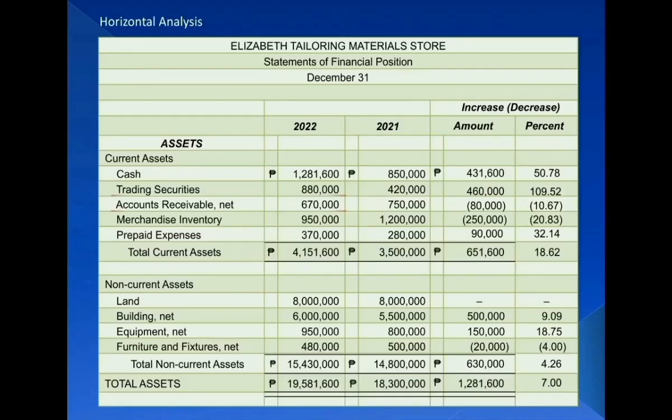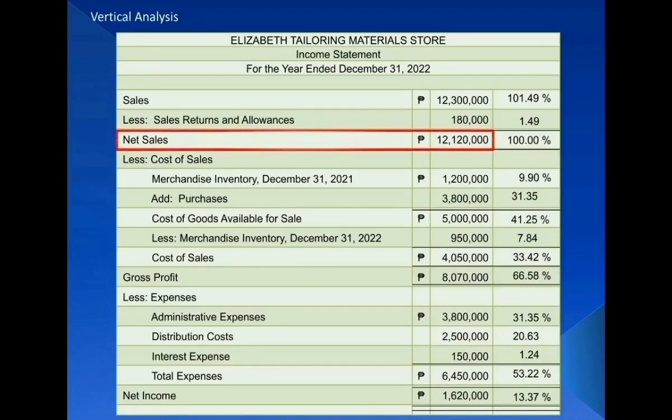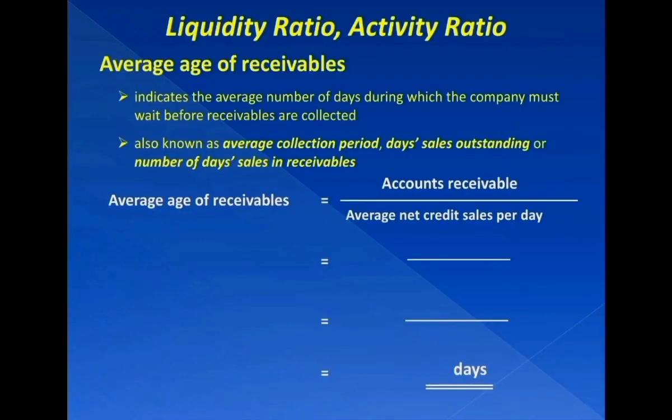In the entity's statement of financial position as of December 31, 2022, its net accounts receivable amount to 670,000, while its income statement shows net sales during the year of 12,120,000. Now, let's place those figures here. Notice, however, that what we need as denominator is not the net credit sales for the year, but the average net credit sales per day.